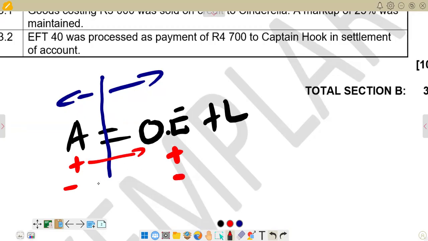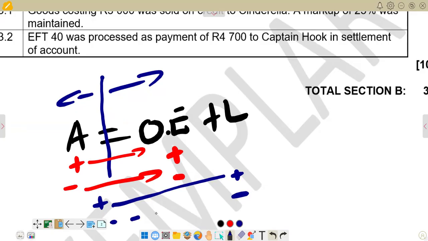In other words, this should correspond. If it's affecting assets and liabilities, the same thing is going to happen. If it's a plus, the liability section is also going to be a plus. When it's a negative, it's also going to be a negative, so that the two sides become the same.